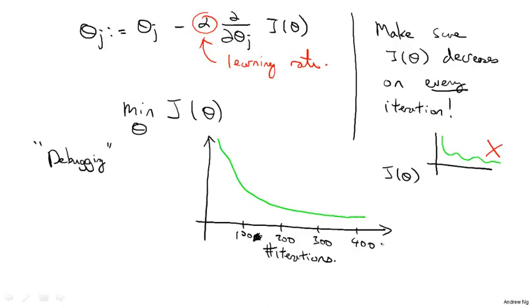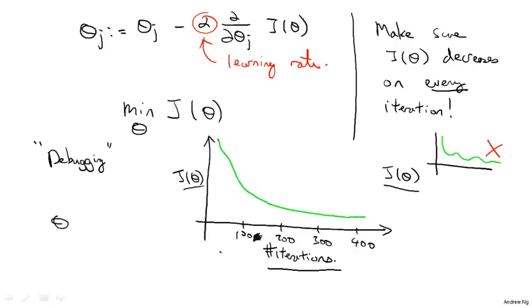I just want to make clear, we've seen a lot of plots of J of theta, so just to be clear, the vertical axis of this plot is the value of J of theta, and the horizontal axis of this plot is the number of iterations. So you started off with some value of theta that gave you some value of J of theta at the start, and then as the algorithm runs, you're slowly changing the parameters theta, and as you change theta, J of theta hopefully goes down, and that's how I get this green line.